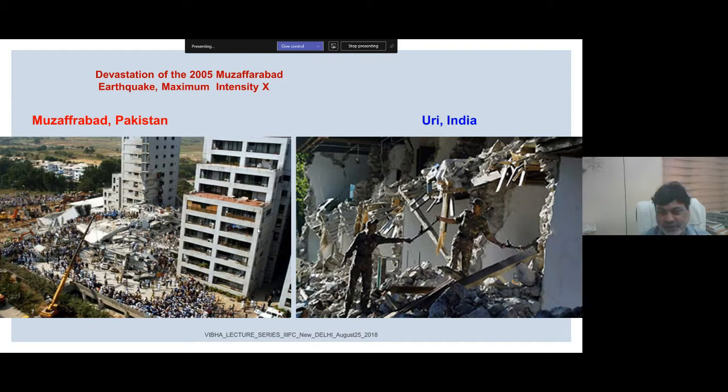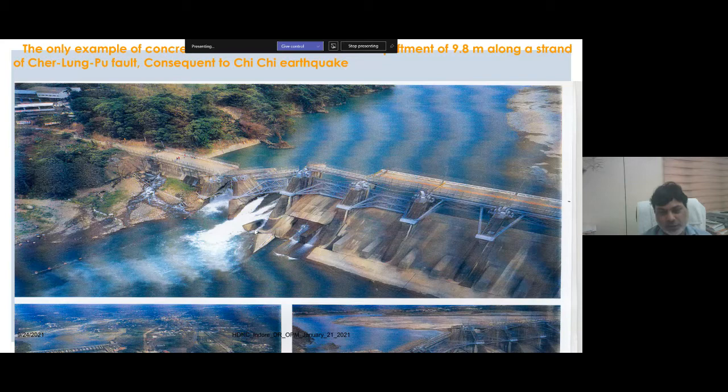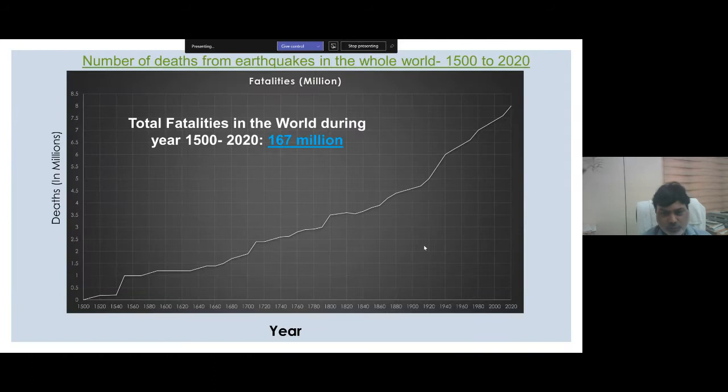And in the 2011 Sikkim earthquake of 6.9 magnitude, it also caused devastation in transboundary Nepal as well as in India. The Chi-Chi earthquake in 1999 caused the destruction of the vital plant. This was the bridge, you can see this. And it led to huge destruction and infrastructural problems.